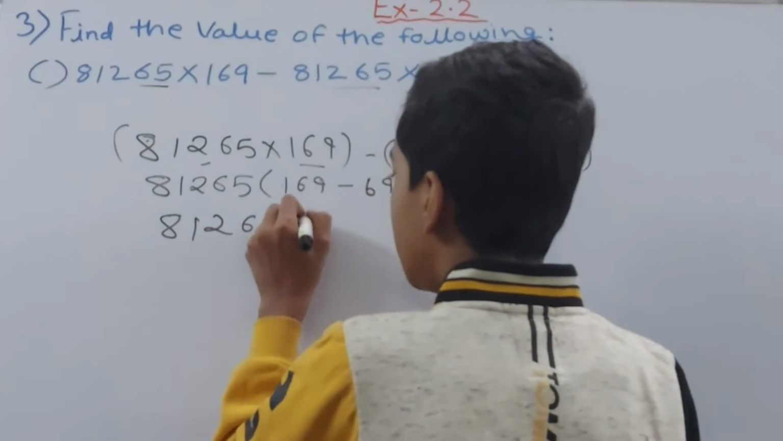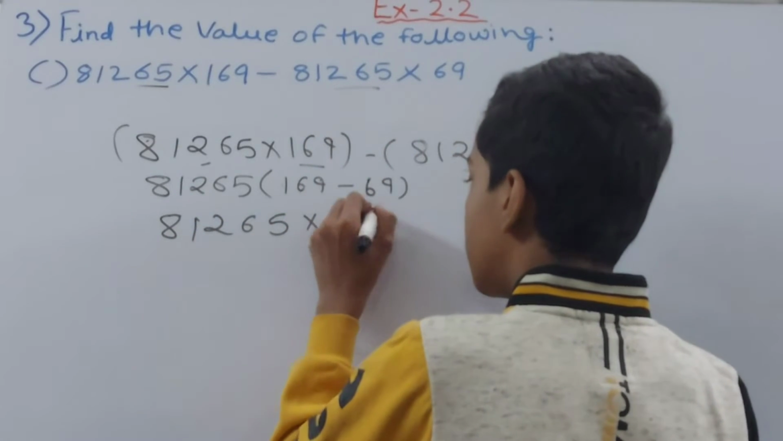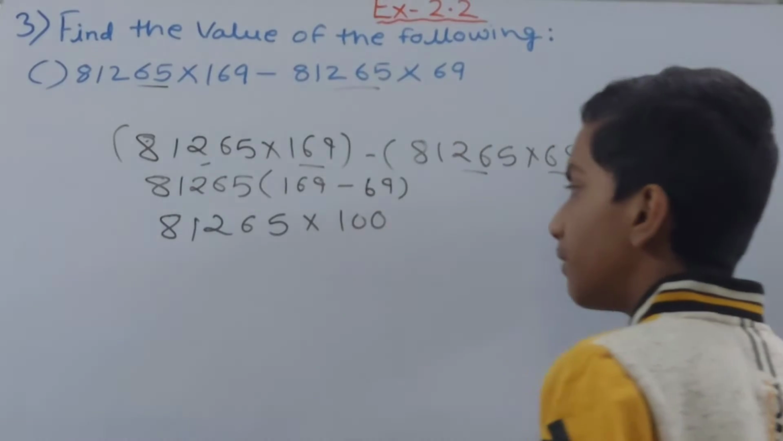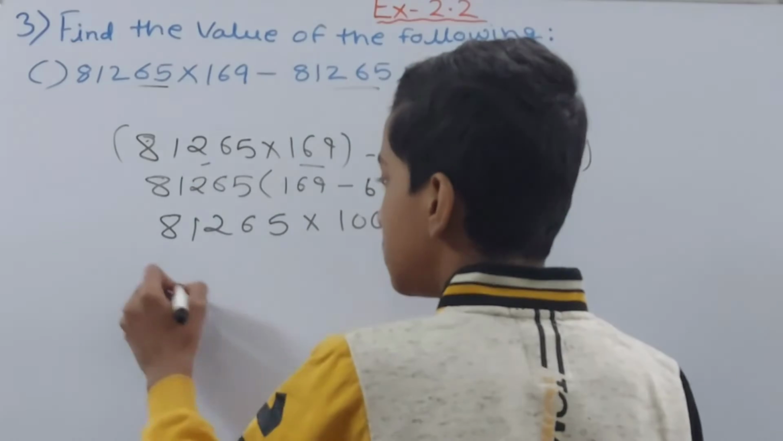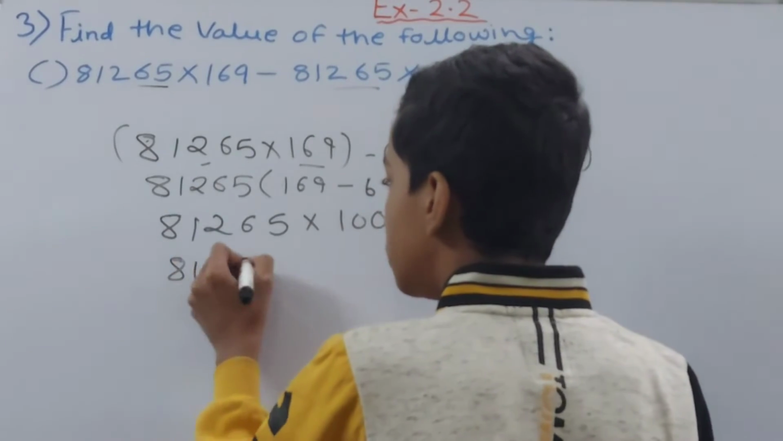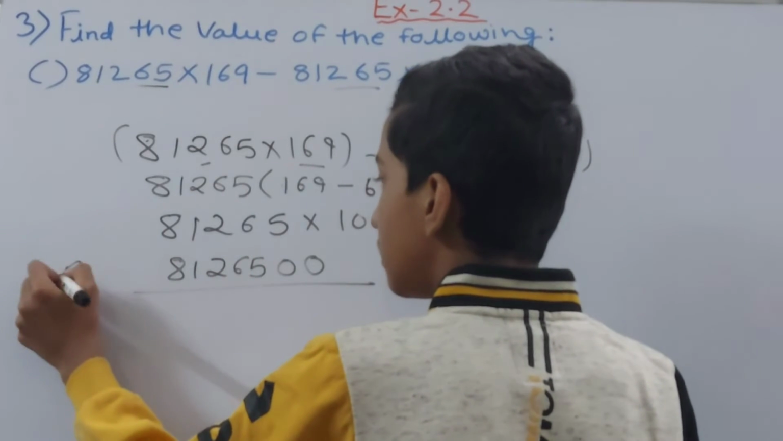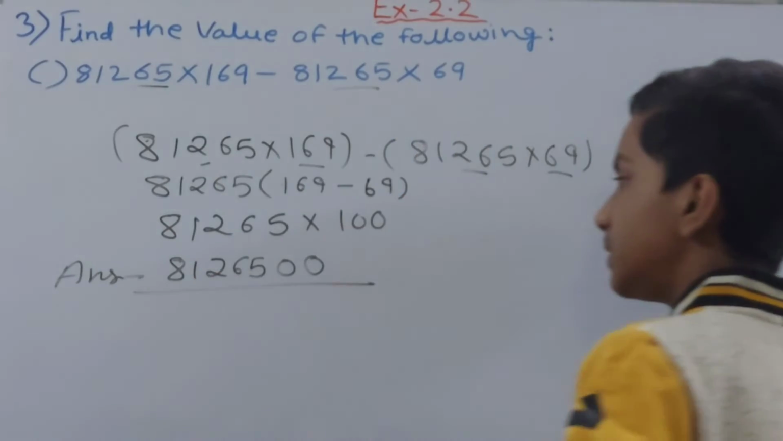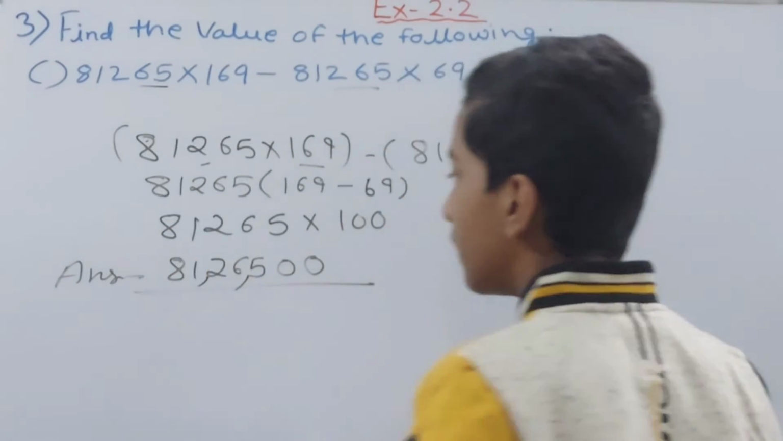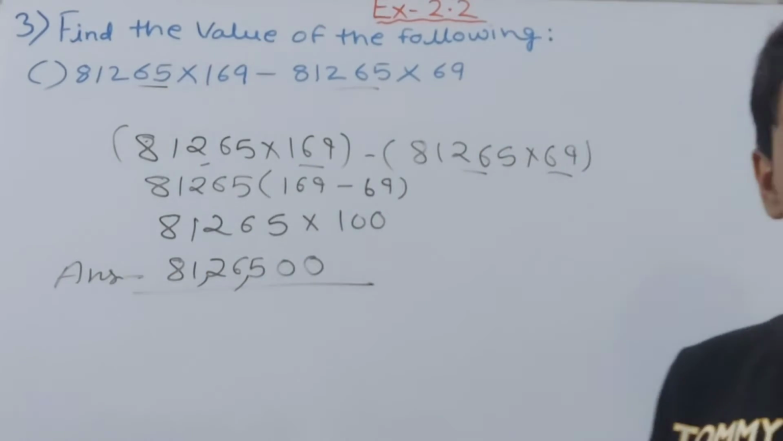That means 81265 into 100. So multiply it by 100. Simply we will put the zeros: 81265 with 2 zeros after that. So this is the answer of the C part, that is 81,26,500.